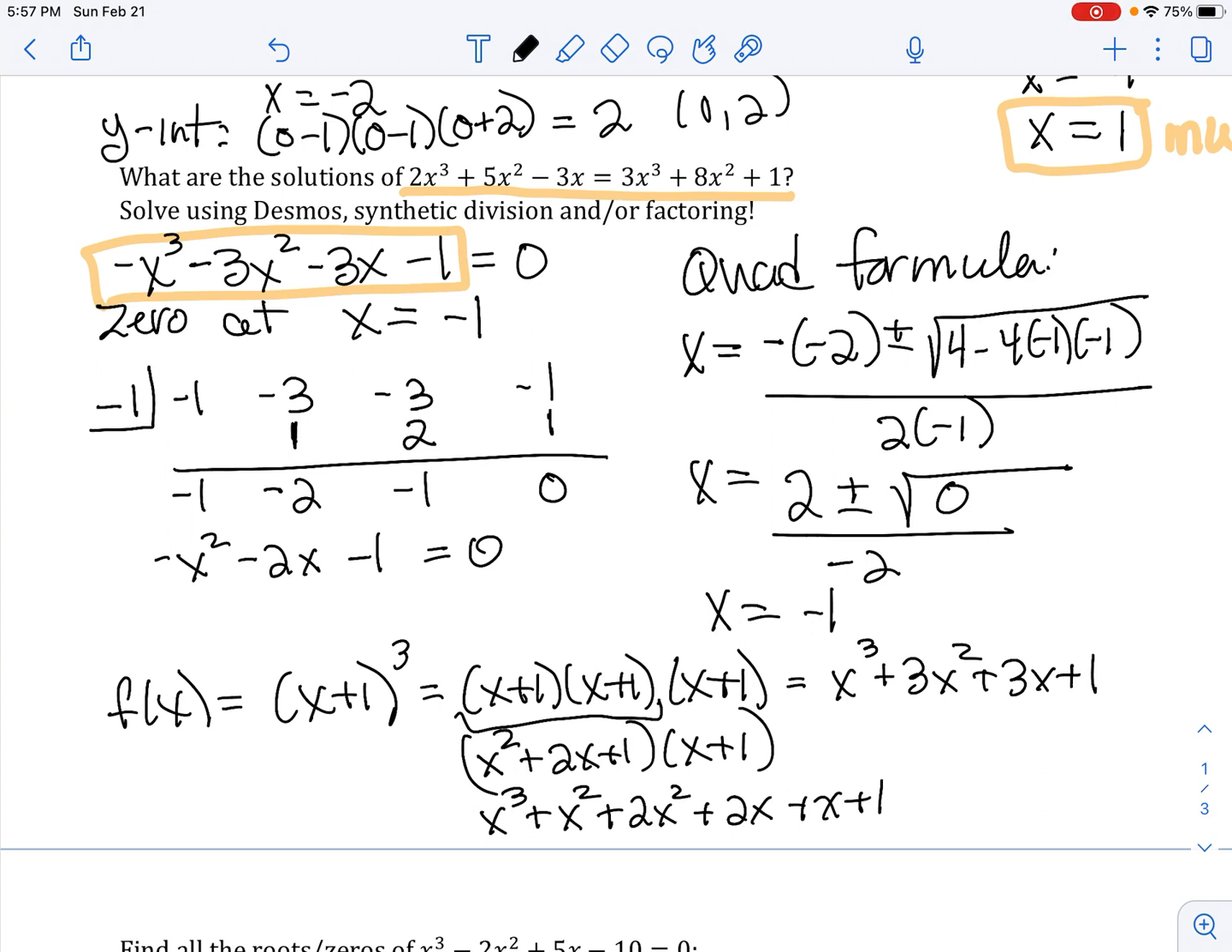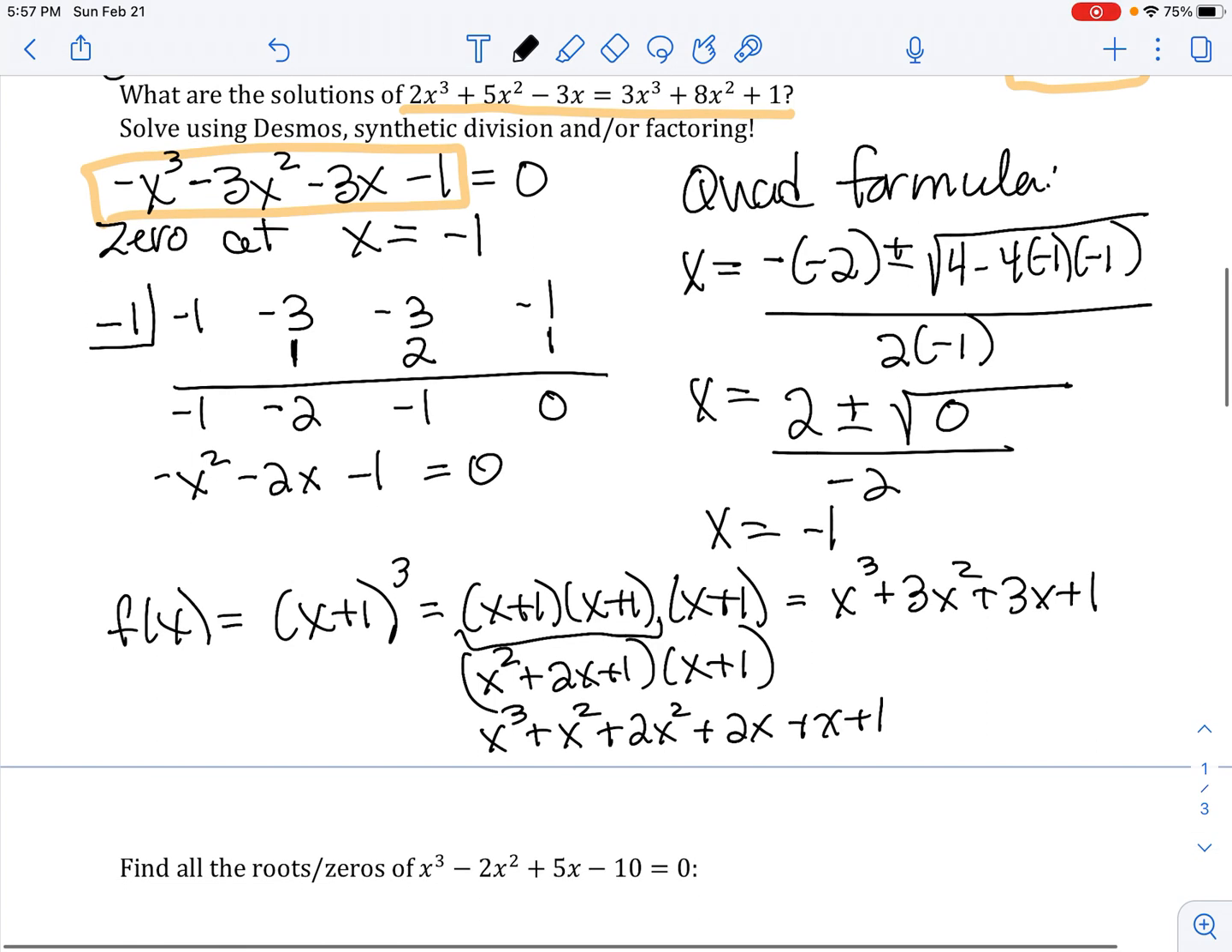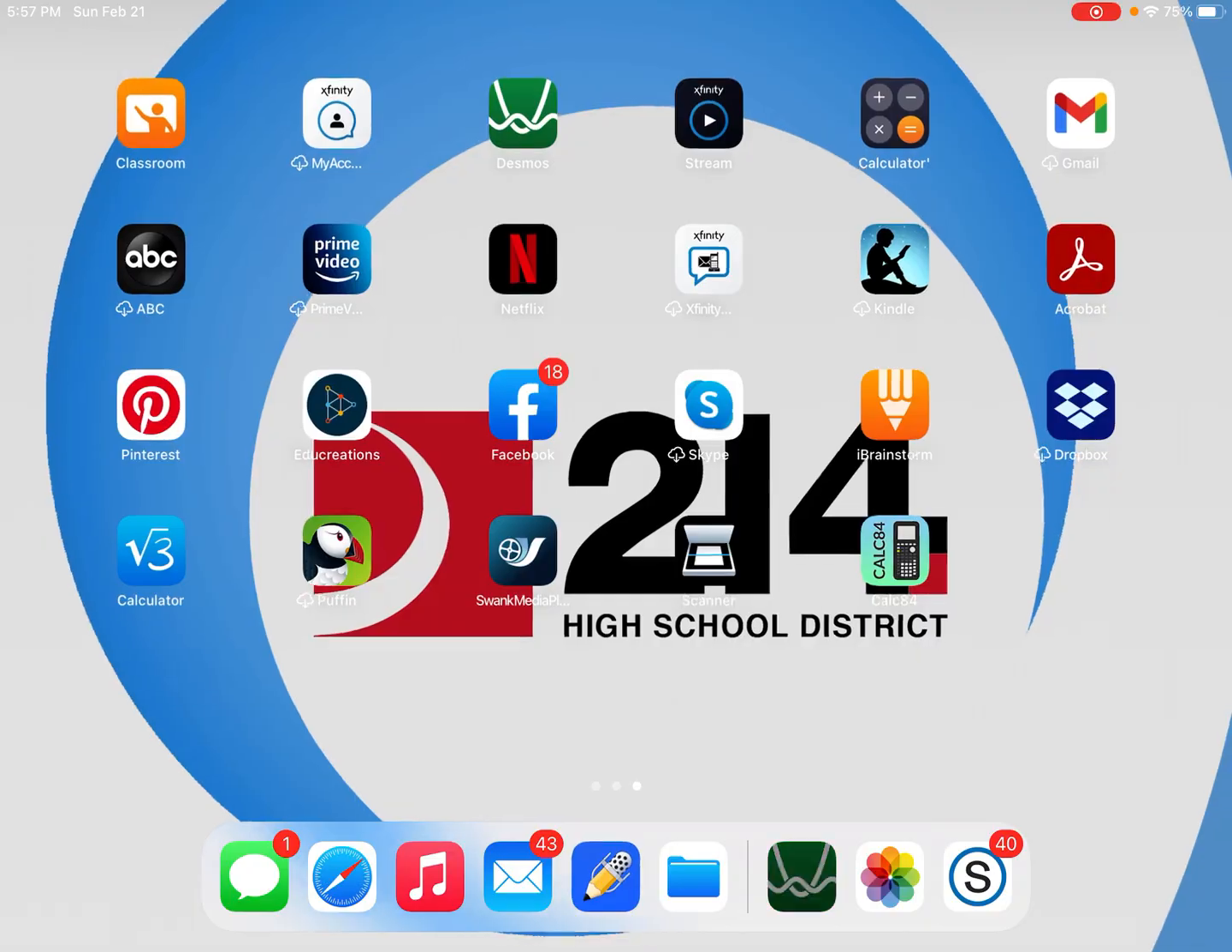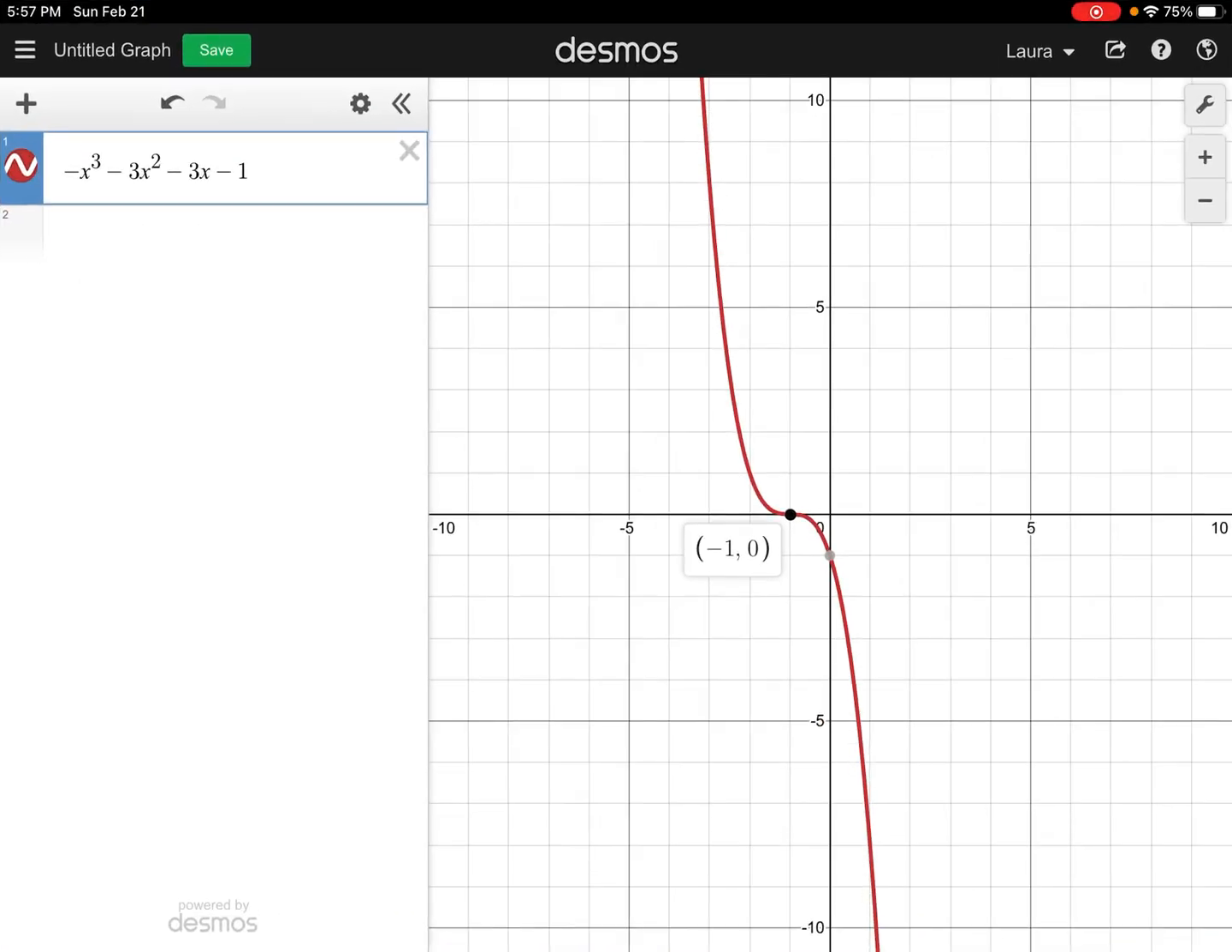So there was the process where we would use synthetic division, and then we know that there are 3 zeros because it's a cubic. But the way you answer this is x equals -1 with a multiplicity equal to 3. Now let's go back and look at that graph before we move on. A multiplicity that is odd means your polynomial cuts through the x-axis, and that's exactly what this one does.